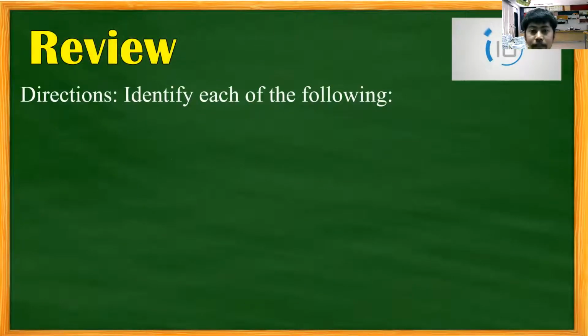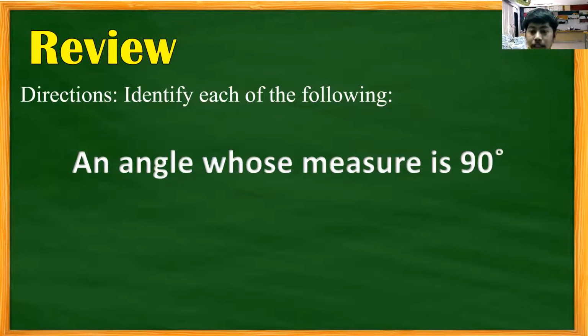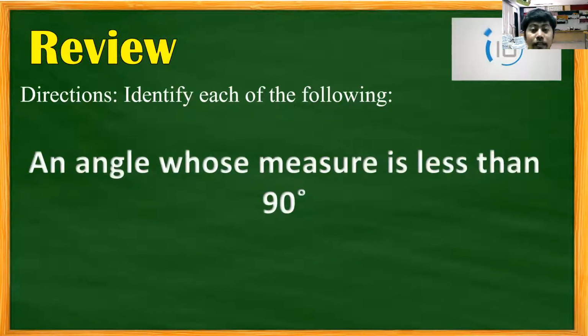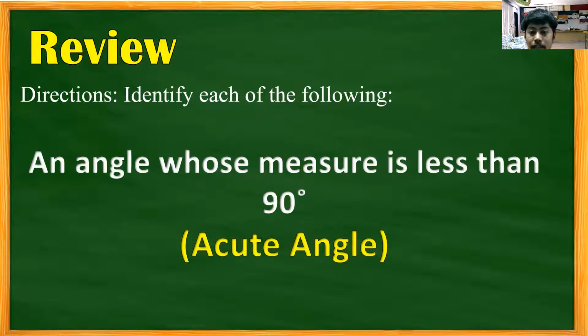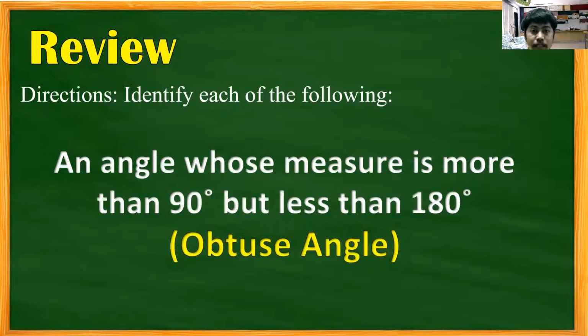Okay, let's have a little bit of review. Identify the following. An angle whose measure is 90 degrees. What do you call this one? That angle is what we call a right angle. Next, an angle whose measure is less than 90 degrees. We call this one an acute angle. Next, an angle whose measure is more than 90 degrees but less than 180. That angle is what we call an obtuse angle.